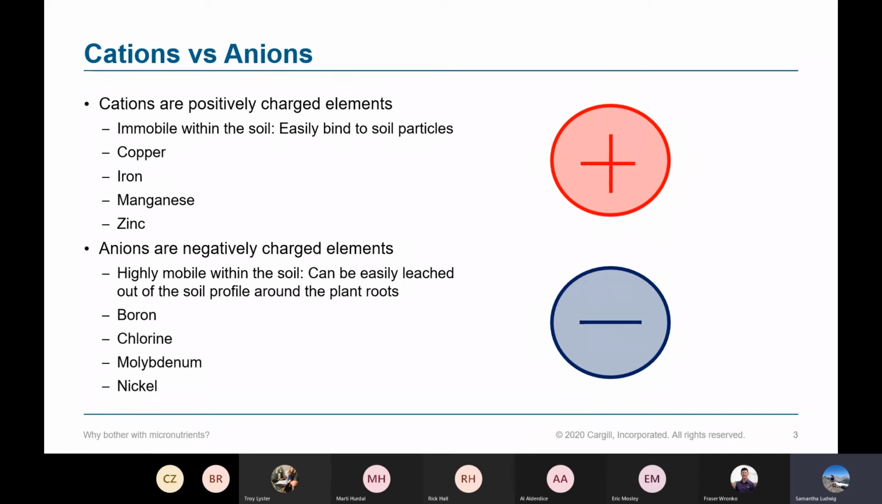And then on the flip side, you have your anions, which are negatively charged elements. So these are highly mobile within the soil and can be easily leached out of the profile, in particular from around the plant roots. So these negatively charged micronutrients are boron, chlorine, molybdenum, and nickel.